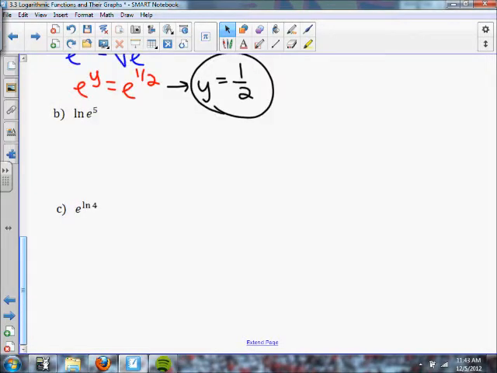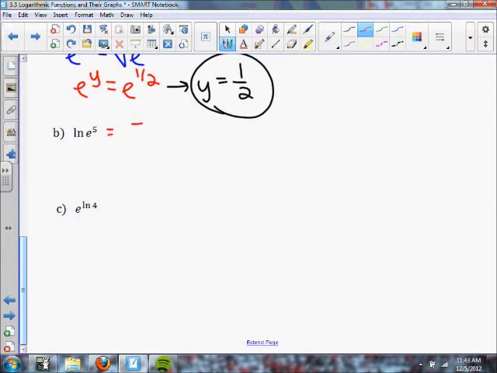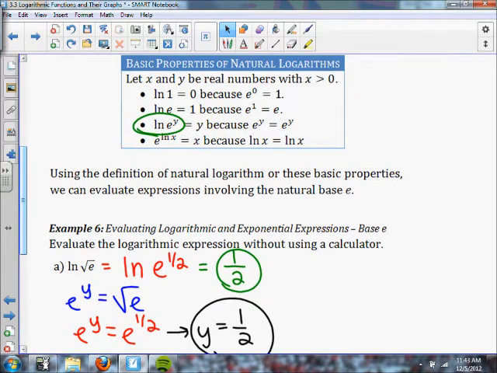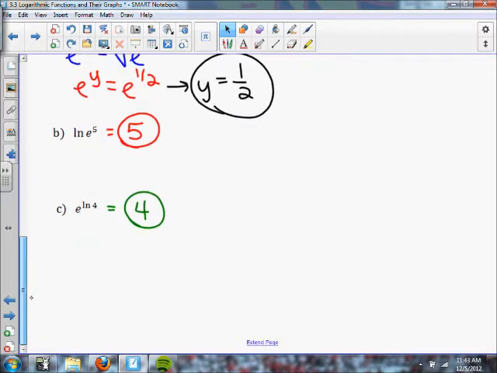Now in B, what's our answer going to be? 5. The answer will be 5 using the properties. How about C? 4. The answer will be 4. Very good, Drew. All right. We're using the property here: e to the ln of x is equal to x. This is the property we're using. In example C, we had e to the ln of 4 power. x is equal to 4. And that's where that comes from. Good? Any questions on example 6?